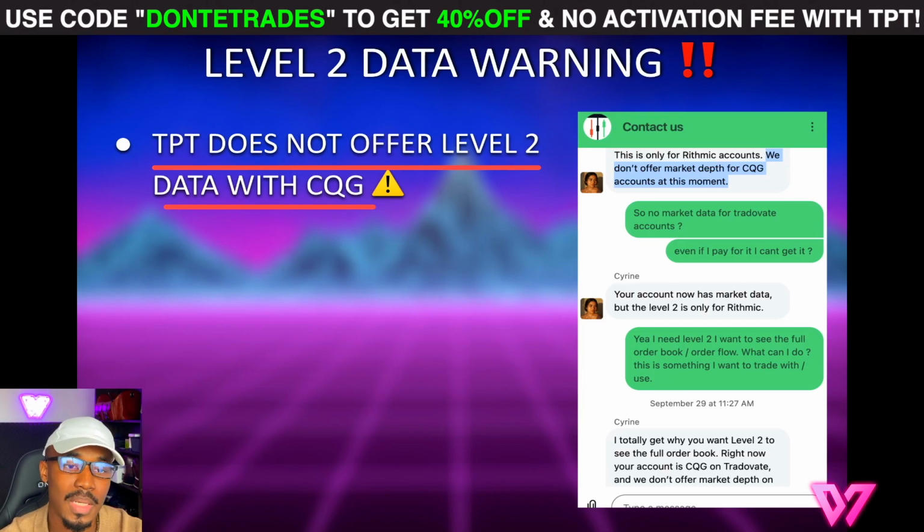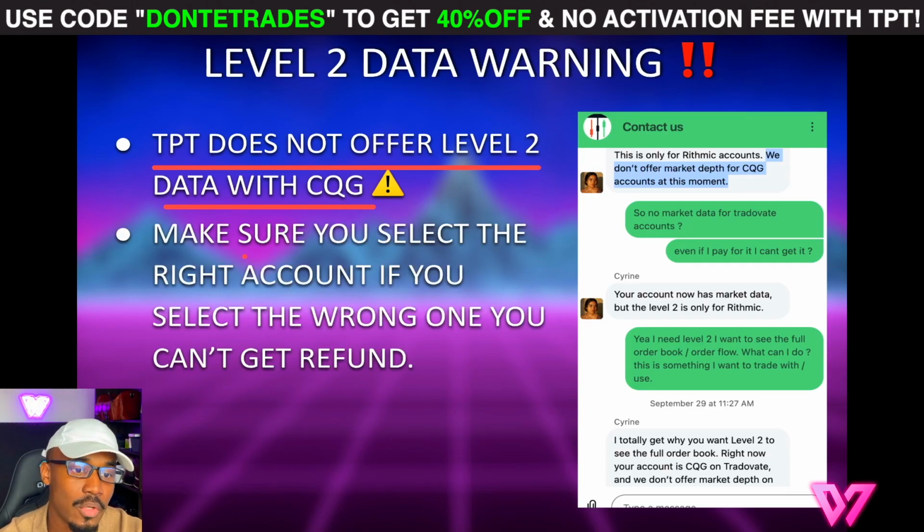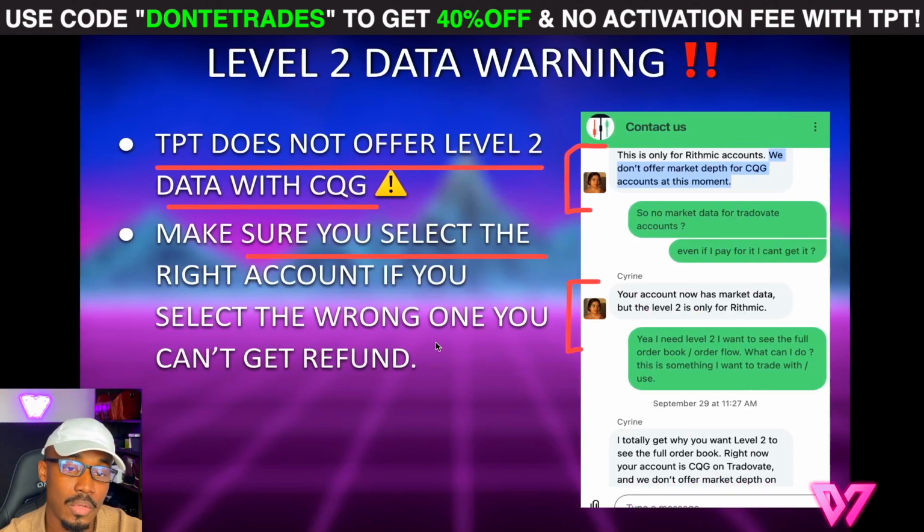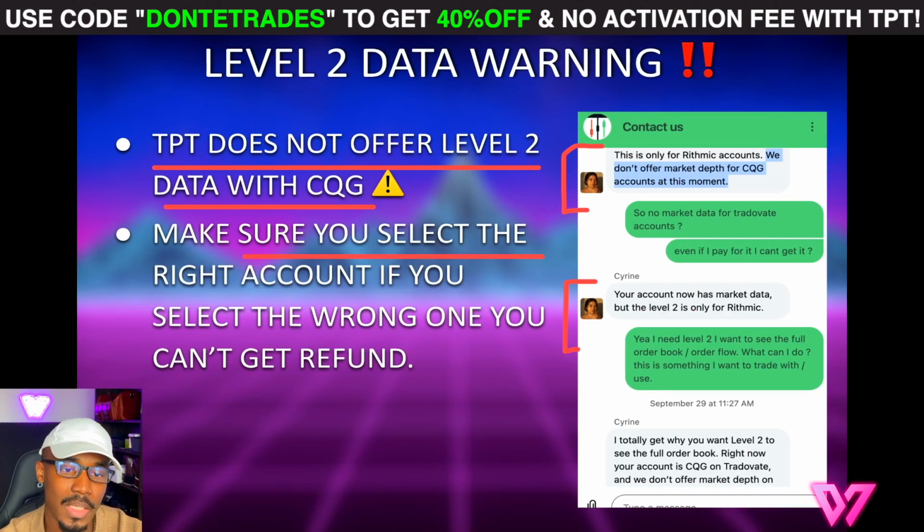It's really important because if you choose the wrong plan, you can't get a refund. Make sure you select the right account. I actually reached out to them, and they literally don't offer it with CQG. You can't buy it as an add-on. It's just not available. So again, make sure you select the right account. If you trade with level 2 data, you need to trade with the Rithmic plan, and you can also use the Rithmic plan with NinjaTrader as well.